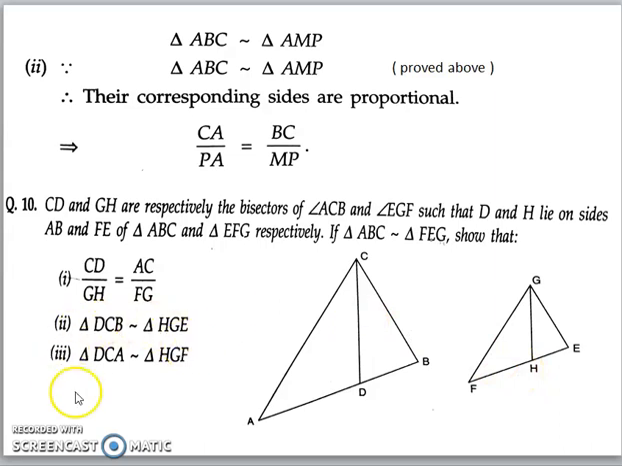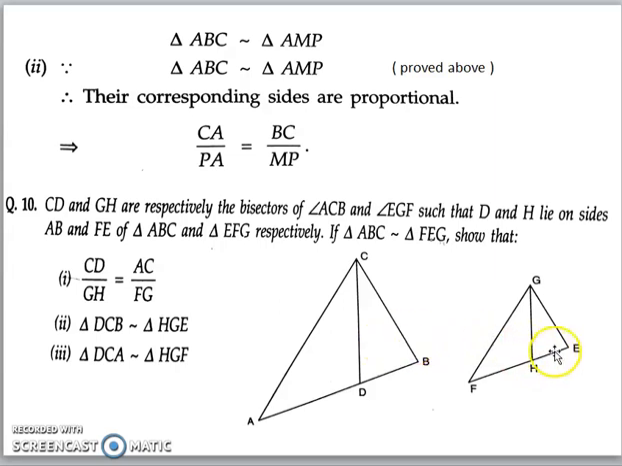So here first we have to prove the last two parts and then come to the first part. Because from the similarity of triangles you will easily get the corresponding sides are proportional. So first prove this triangle, that is CAD and GFH. They are similar by AA criteria.